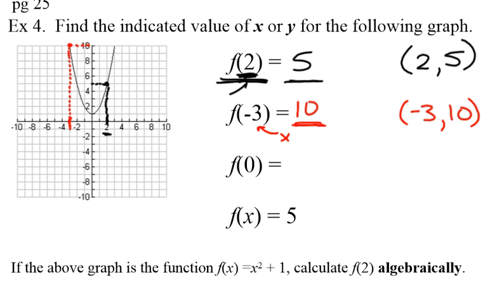What about when f is 0? 0 is still a number. Our x value we know is 0. So when x is 0, there's where it meets the graph. What's the y value there? The y value is 1. So f at 0 is equal to 1, because when we use x as 0, it gives us a y value of 1 on the graph.